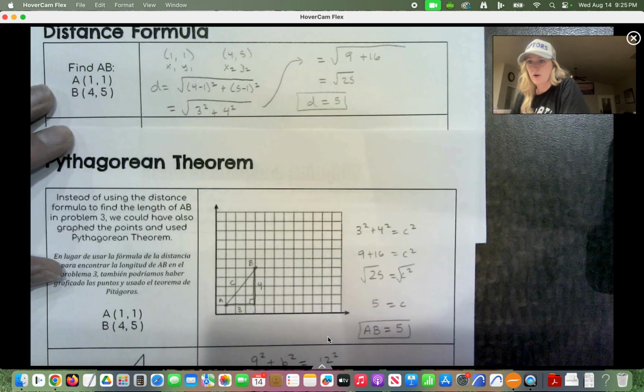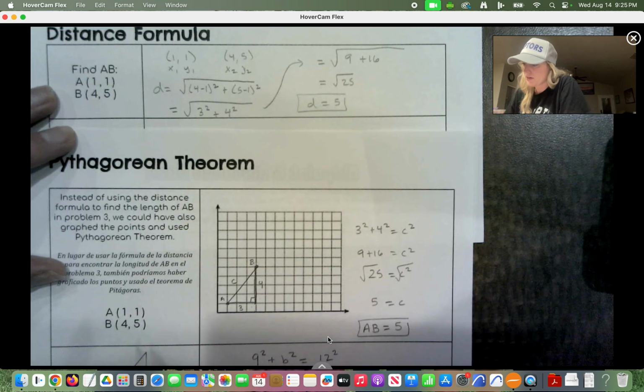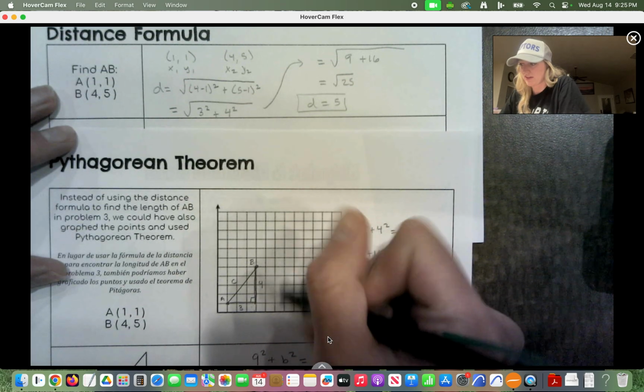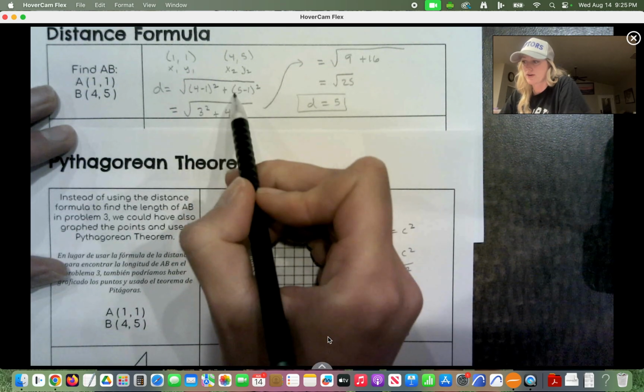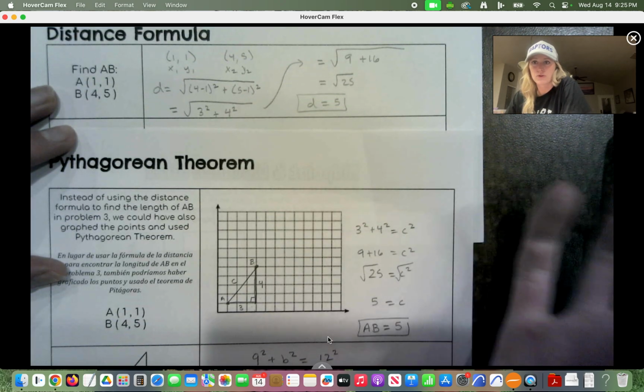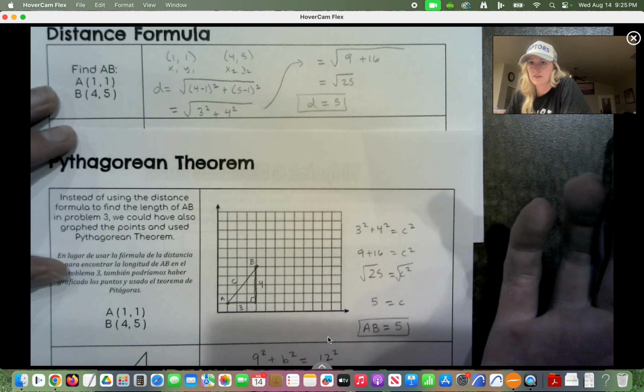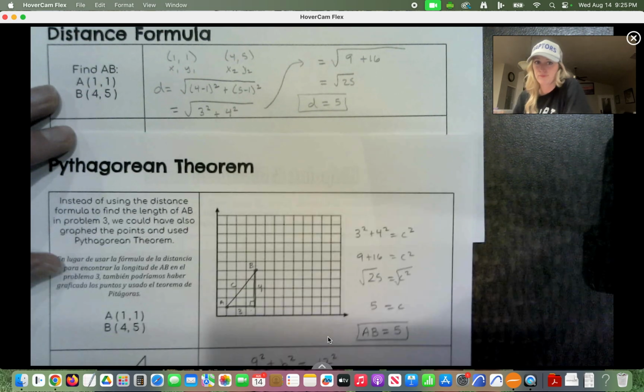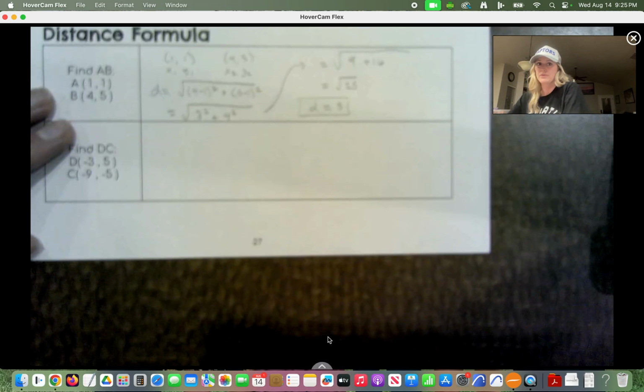All right, so the reason why we did 4 minus 1 is that gave me this length of 3. And the reason why we did 5 minus 1 is that gave me this length of 4. So that subtraction of the coordinates is what gives me the lengths of that triangle. And so that's essentially what the distance formula is. It's just Pythagorean theorem without having to draw a triangle. Okay? All right, let's try another one.